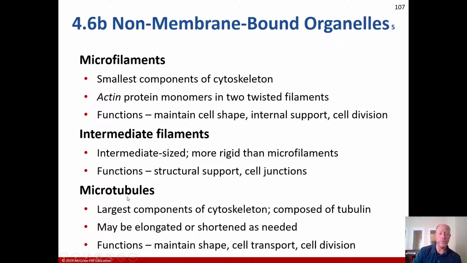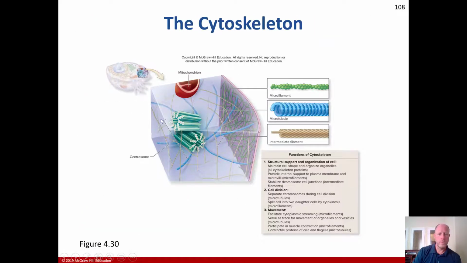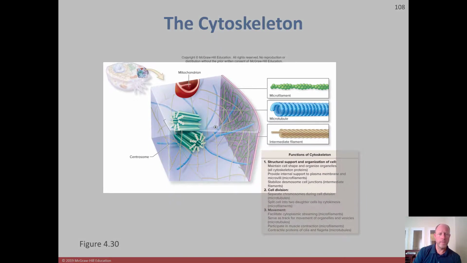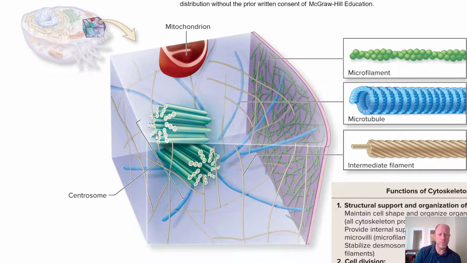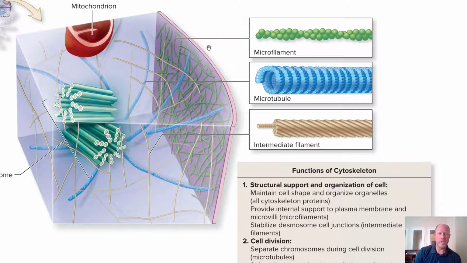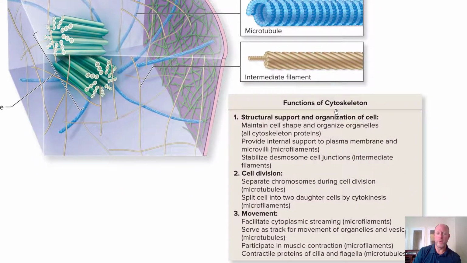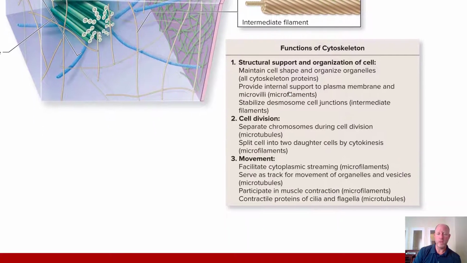And of course, the microtubules are the largest components of the cytoskeleton, composed of tubulin. They can be elongated or shortened as needed. Their functions are to maintain shape, cell transport, and cell division. So we get a closer look here at the mitochondrion and the centrosome. You see the microfilaments there, the microtubules here in blue, and intermediate filaments here in brown, showing more over here and over here as well. And the functions of that cytoskeleton again, we mentioned already.